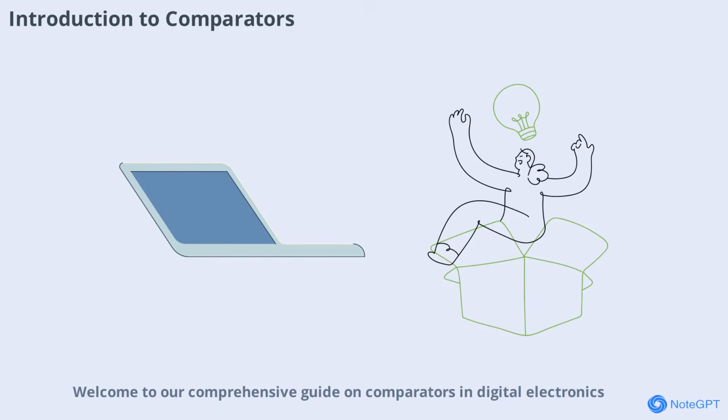Welcome to our comprehensive guide on comparators in digital electronics. In this video, we'll explore what comparators are, why they're essential, and how they fit into the broader world of digital circuits. Comparators are fundamental components that help us determine the relationship between two binary values. Whether you're a student, hobbyist, or professional, understanding comparators will deepen your knowledge of digital systems.